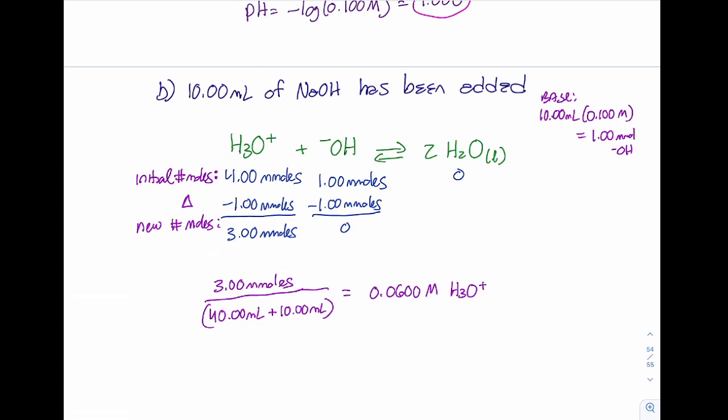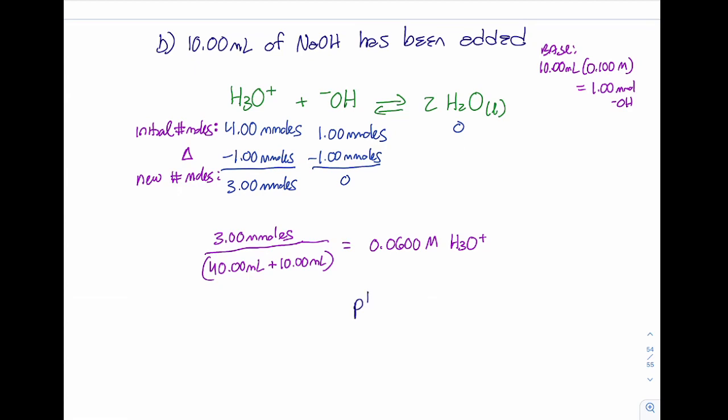I still have to get my pH. My pH is then going to be the negative log of my hydronium ion concentration. So I'm just typing that into my calculator. And I got 1.222.